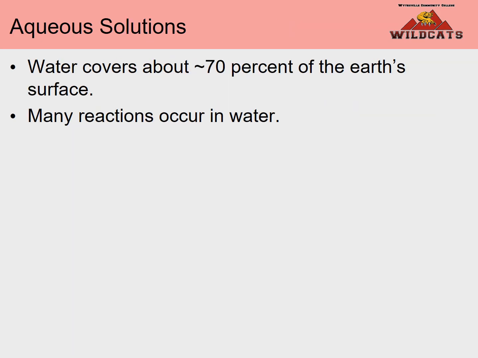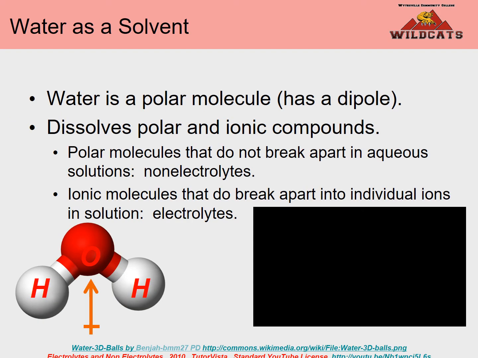So water covers about 70% of the Earth's surface, so many reactions occur in water. Most of the reactions in your body occur in body fluid. Water's a polar molecule and has a dipole. It dissolves polar and ionic compounds. Ionic compounds dissolve pretty readily. Sodium chloride, or salt, dissolves pretty easily in water.